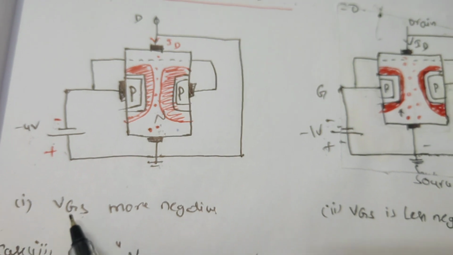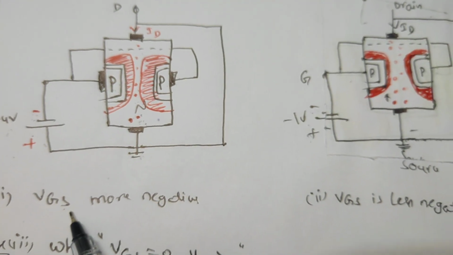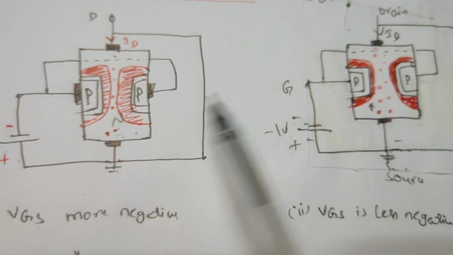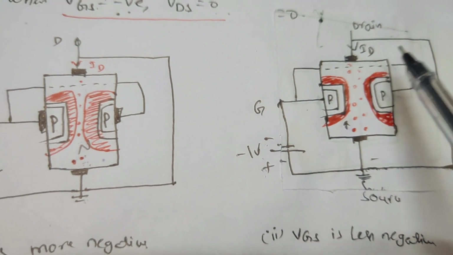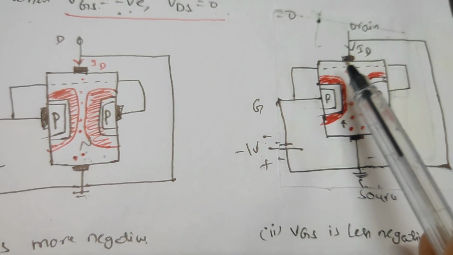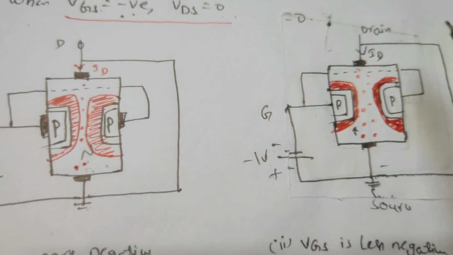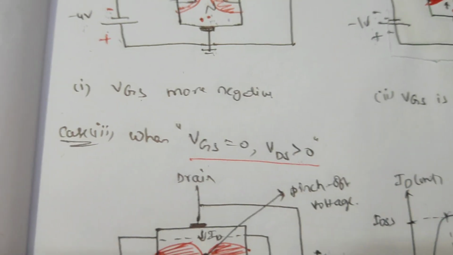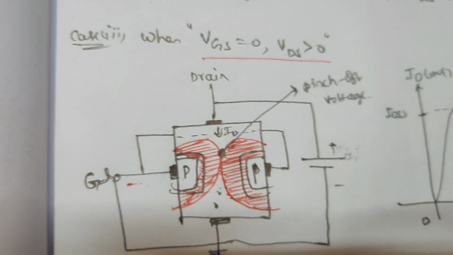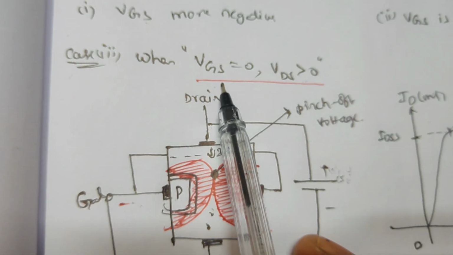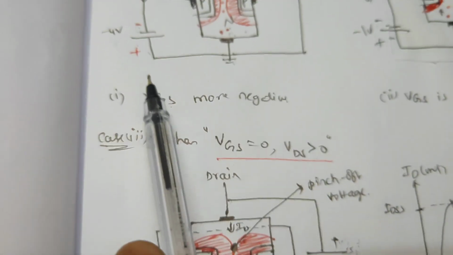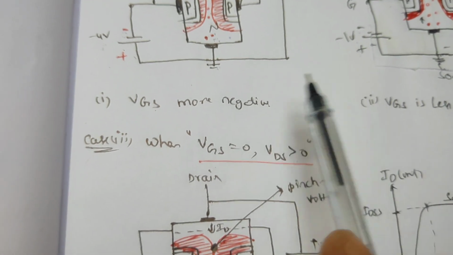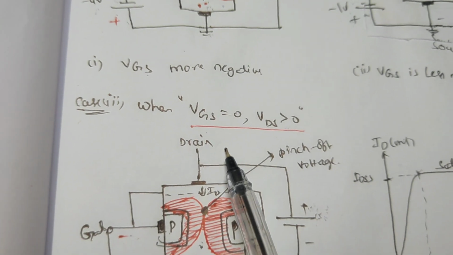In this way, if we increase the VGS value from negative to positive, more current is generated. After a certain value, the drain current reaches a saturated value. Now this is the third condition. In the third condition, VGS is minus 4, minus 1, and the next value is VGS equal to 0.